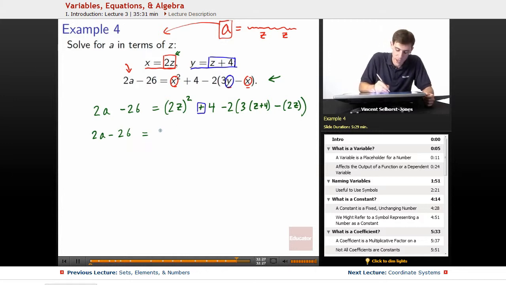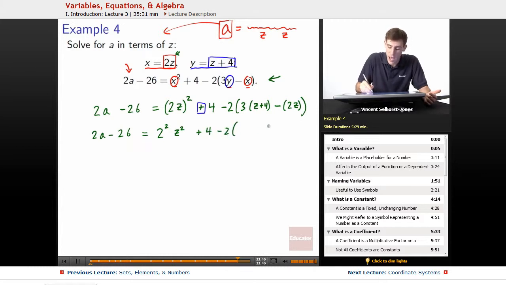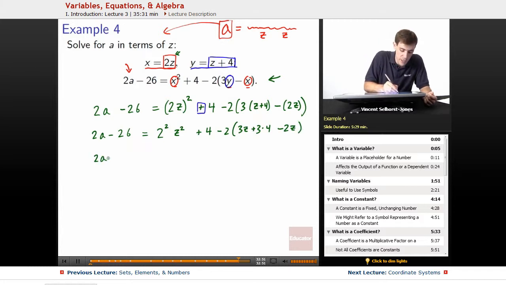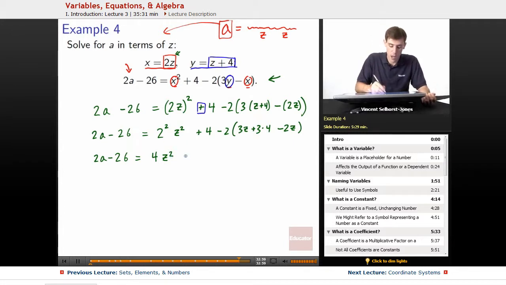So (2z) squared, we square the 2, we square the z. So 2 squared and z squared. Plus 4 minus 2, we go inside: 3 times z plus 3 times 4, minus 2z. 2a minus 26 equals, squaring the 2, we get 4 z squared. We don't know what z is, so it just stays as z squared. Plus 4 minus 2 times quantity 3z plus 12 now, minus 2z.